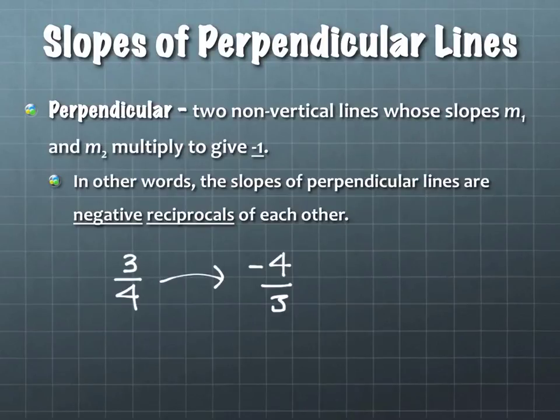What if I had the number 5? What would the reciprocal of 5 be?